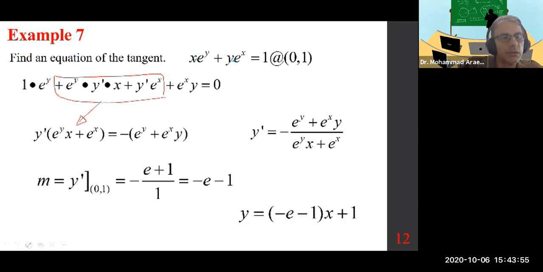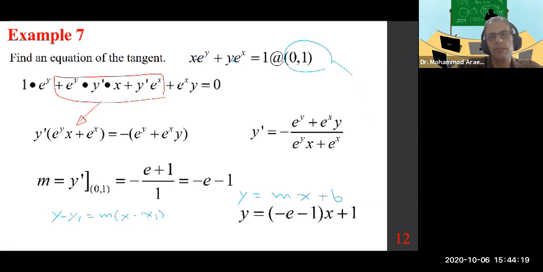Just write that for you and you can finish that. So y minus y1 equals m times x minus x1. Okay, but it is easier to use just y equals mx plus b because this is the y-intercept. So you don't need to use the point slope.